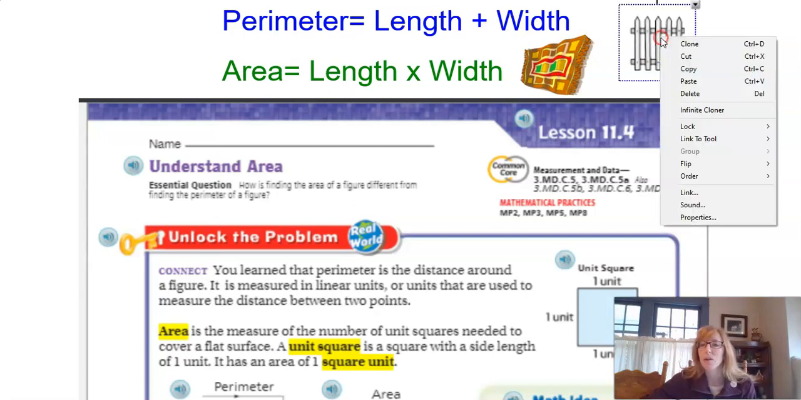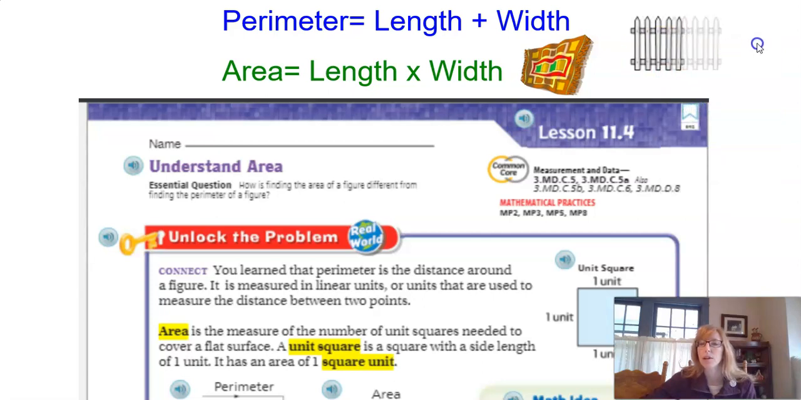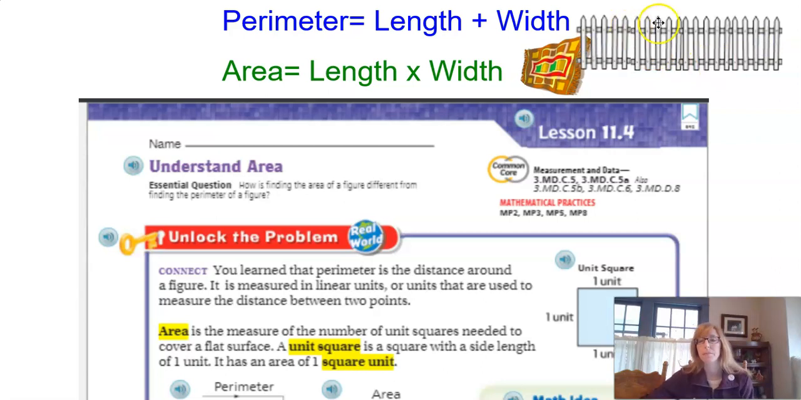So if I wanted to do the distance around something, let's say my backyard, I would take this fence and I would go the whole way around my yard. And I would count up how many feet, inches, miles, whatever it would be. That would be the distance around. That would be your perimeter. Well, we're not going to talk about perimeter anymore. We're going to talk about area.